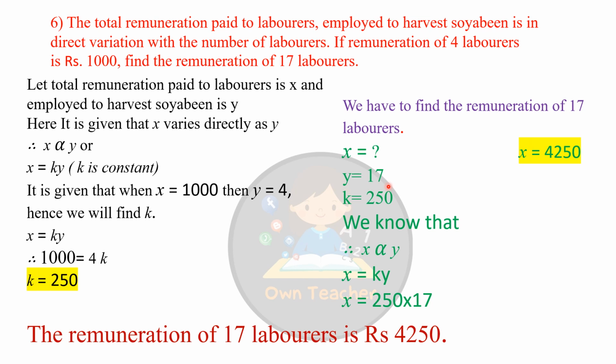Now we have to find out the remuneration of 17 laborers. y is equal to 17. So we will find out the value of x. k is 250. We know x is directly proportional to y. So x is equal to ky. We will put the value. x is equal to value of k is 250 and value of y is 17. So 250 into 17, that is 4250. So the remuneration of 17 laborers is 4250 rupees.